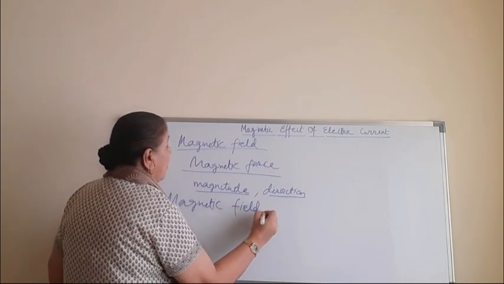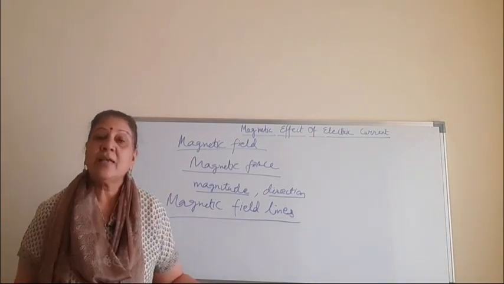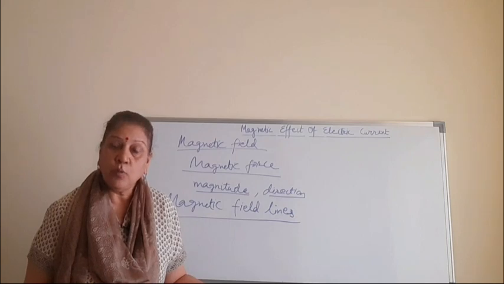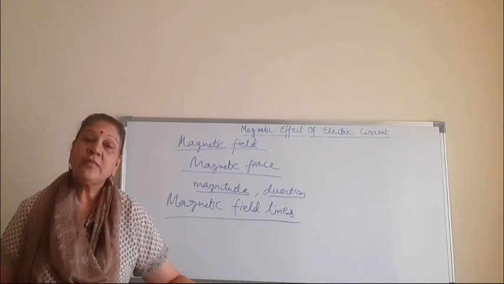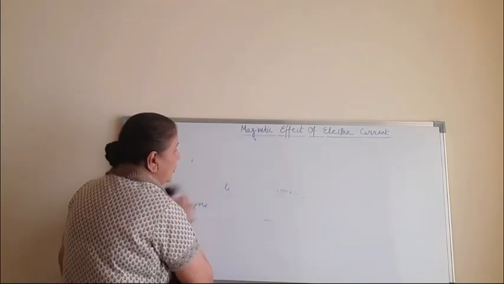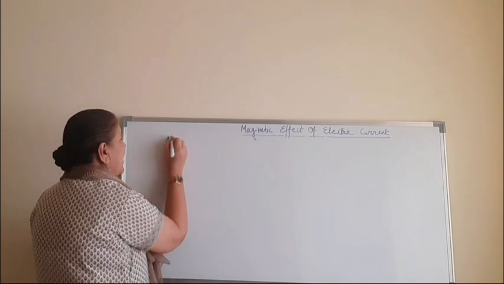Magnetic field lines. What are these? So magnetic field lines are the lines through which the north pole of a magnet inside the magnetic field moves. What are the properties of these field lines? We are going to discuss that now. So I'm going to tell you the properties of magnetic field lines.